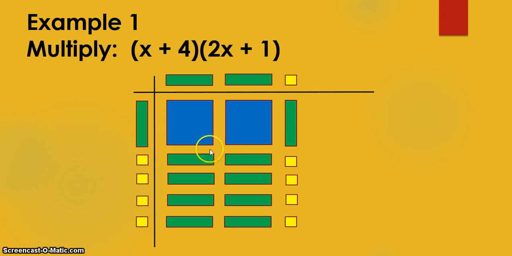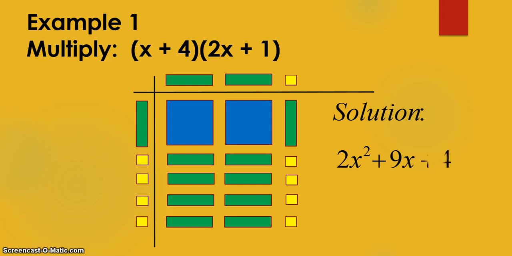The solution are the tiles that remain inside this chart. As we can see here, we have 2 x squared blocks, or 2x squared. We have 9 long green bars, or positive 9x, and 4 single units, which represents positive 4, giving us a final solution of 2x squared plus 9x plus 4.